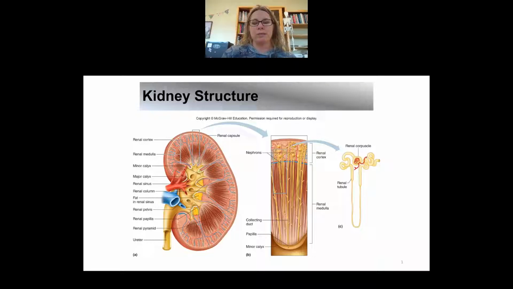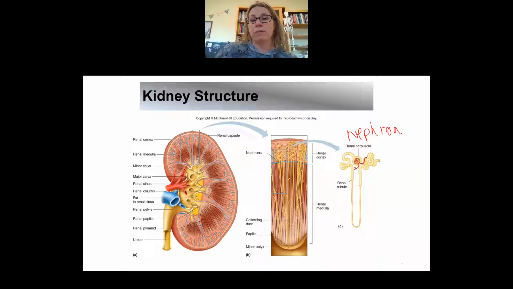So you guys have seen that before. What I wanted to show you on this picture, though, is the nephron. Remember, the nephron is the functional unit of the kidney, and each kidney has about 1 million of those, and that's where the urine is produced. A nephron has this little capsule called the glomerular capsule or the nephron capsule, and it surrounds these little capillaries called the glomerulus. So the blood capillaries are the glomerulus.